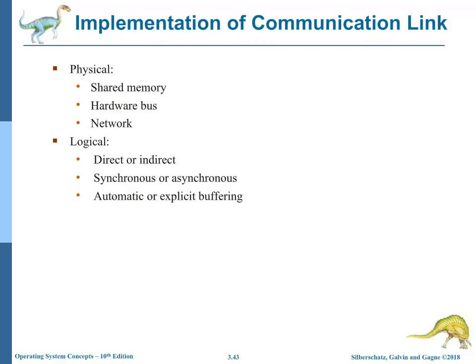Chapter 19 covers the physical part of the link, such as shared memory, hardware bus, and a network. Here, we're going to discuss logically implementing a link. So we'll think about direct or indirect communication, synchronized or asynchronized communication, and automatic or explicit buffering.